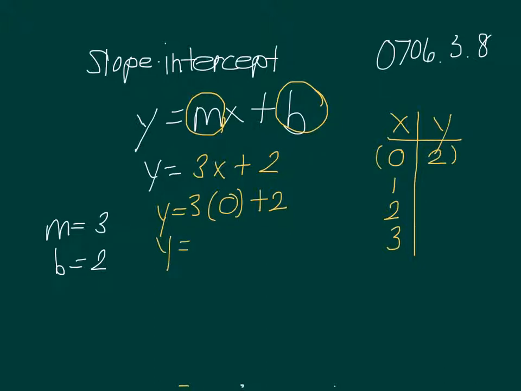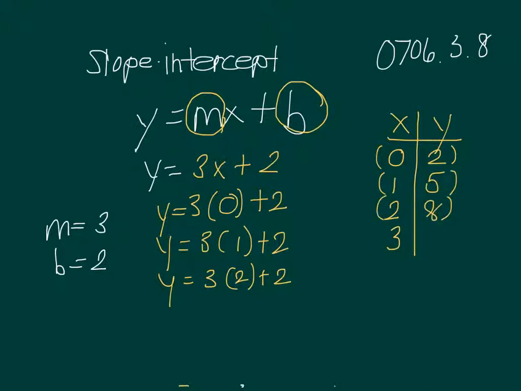Next, I'll say y equals 3 times 1 plus 2. So 3 times 1 is 3 plus 2 gives me 5. That's my second set of coordinates. Next, y equals 3 times 2 plus 2. So I have, from this 2 right here, 3 times 2 is 6, plus 2 gives me 8. Next set of coordinates. Last one, y equals 3 times 3 plus 2.